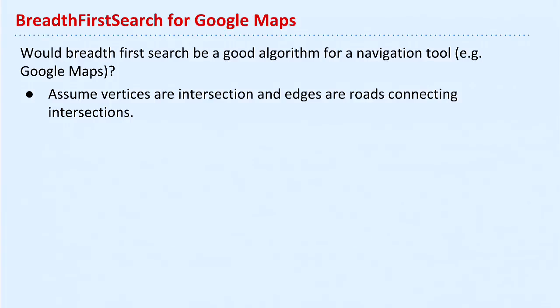So it does a level order. It feels like it should be good in the sense that it goes outwards. It doesn't drive you to Boston before you get to Fremont.